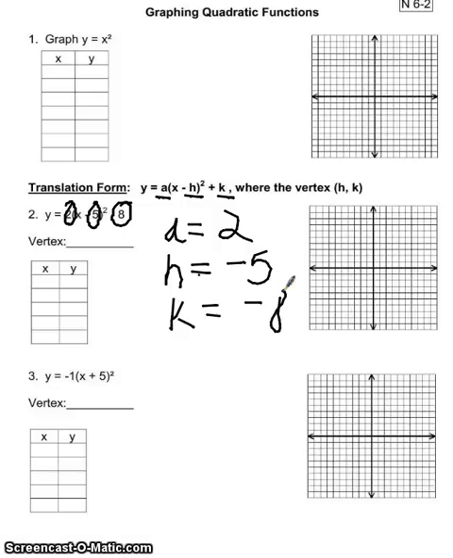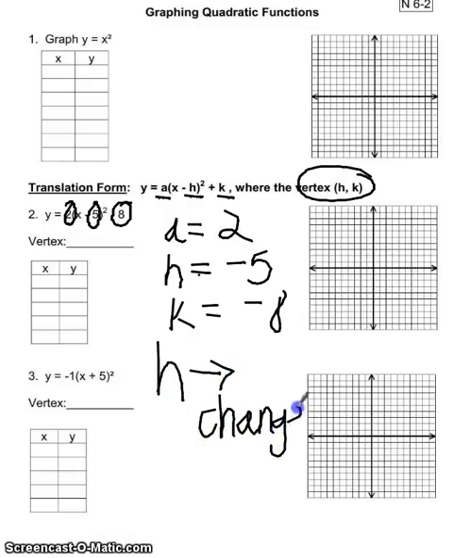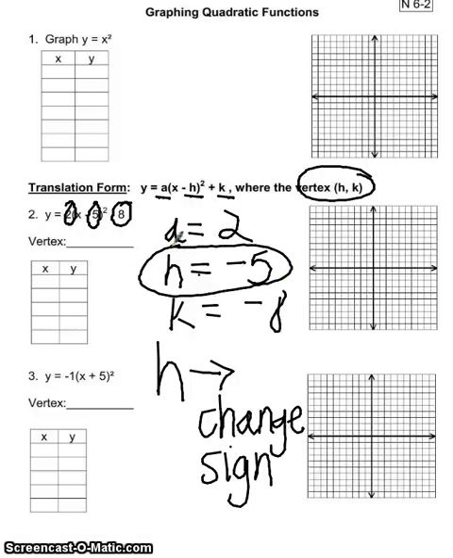So in order to find my vertex, over here we had said that my vertex was h comma k. The one thing you need to note about my h, whenever I write the vertex, the h will always change signs. So if it's a negative in my equation, it's going to come out as a positive number. And if it's a positive, it's going to come out as a negative. So in my equation, my h is a -5. So then what would I put for when I write the vertex?